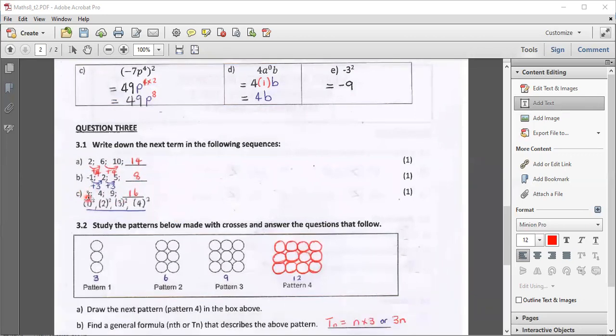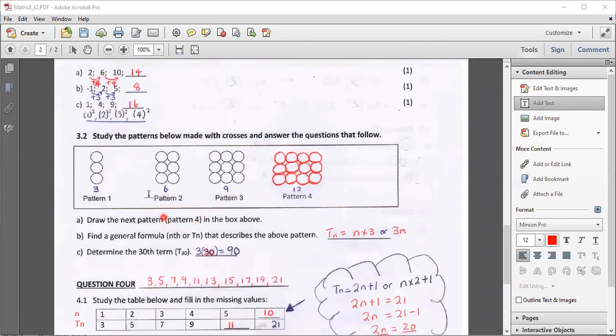And in this case, there is no constant difference. But you'll notice here we have 1 squared. This is 2 squared. This is 3 squared to give you 9. So this will be 4 squared to give you 16. So we're squaring each term in the sequence.